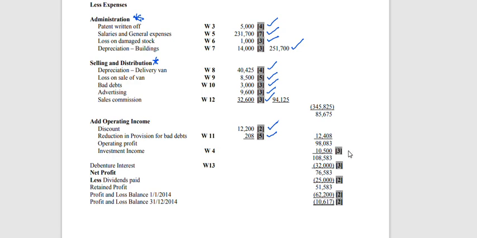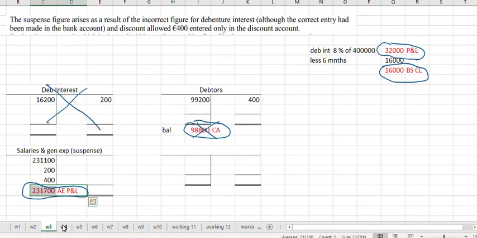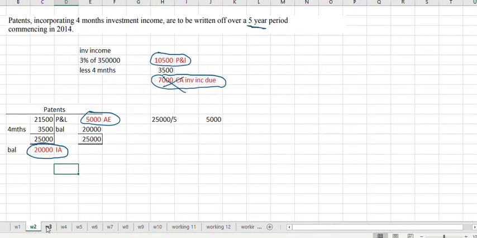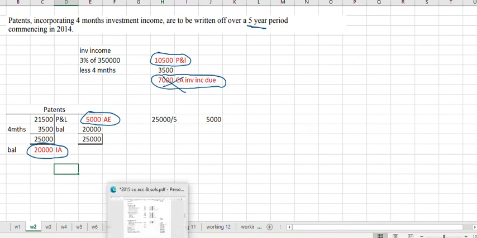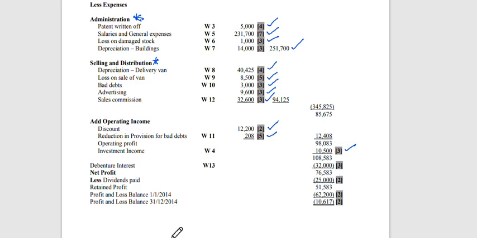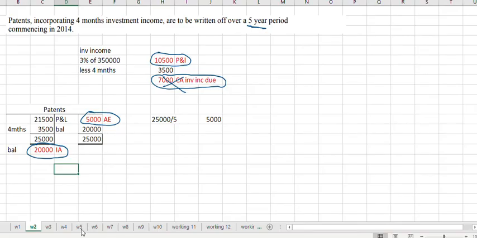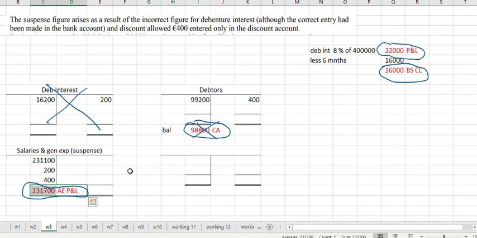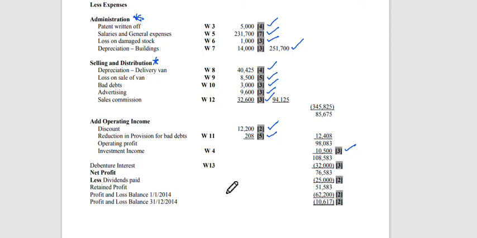Investment income, you're going to add that on. We worked that out. I'll just show you here. The investment income for the year was, where was it? Here we go, 10,500, note 2. And we take away debenture interest. Debenture interest was note 3, 32,000. We take away dividends paid, that comes from the trial balance.